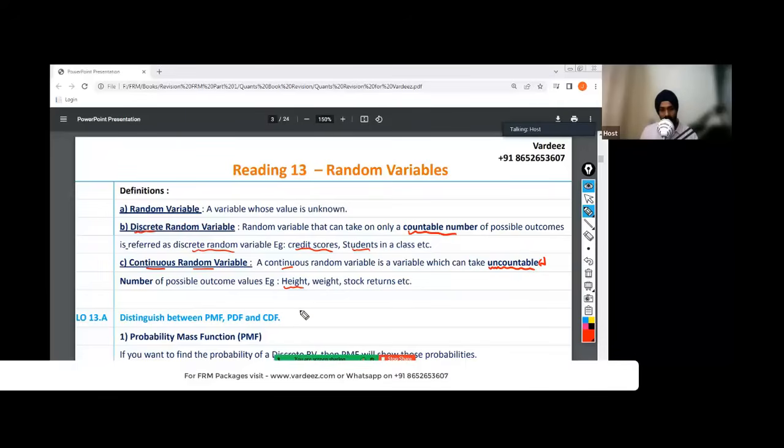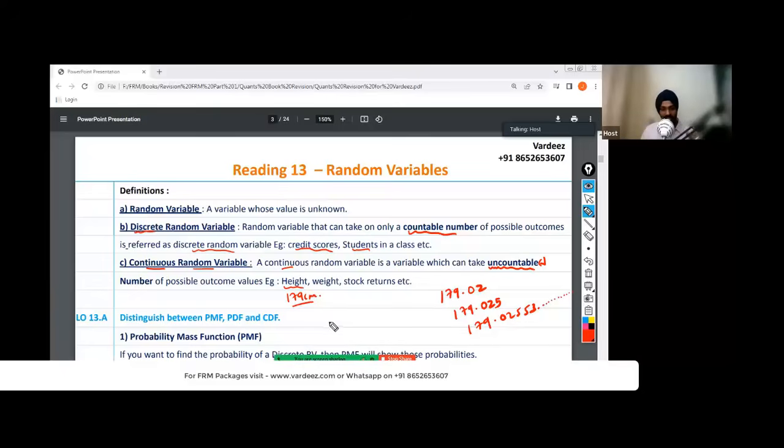For example, height. You must be wondering, I know my height, it's 179 centimeters, let's just say that. Then what's the big deal? Because in reality, it's not exactly 179. It may be 179.02, or maybe 179.025, or perhaps even 179.2553. So this thing can actually go on and on. It goes up to infinity.